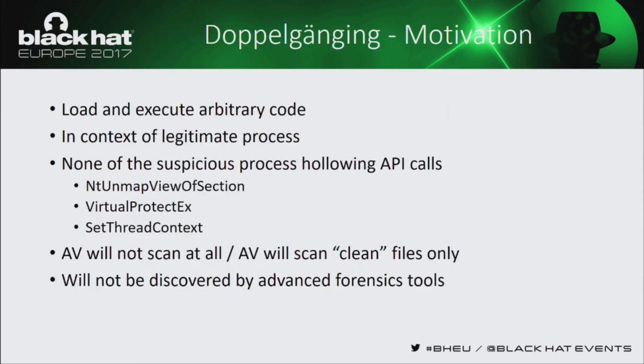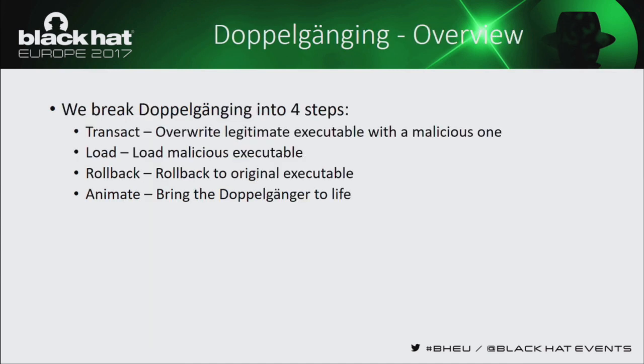Let's talk about doppelganging. Our goal here is to load and execute an arbitrary executable inside the context of a legitimate process. And we want to use none of the suspicious process hollowing API calls, such as unmap view of section, virtual protect, set thread context, APCs, and that kind of thing. We want AVs to scan only clean files or to not even scan us at all. And we don't want to be discovered by advanced forensics tools. So we break doppelganging into four steps. Step number one, transact. Step number two, load. Step number three, rollback. And step number four, animate, which brings the doppelganger to life.